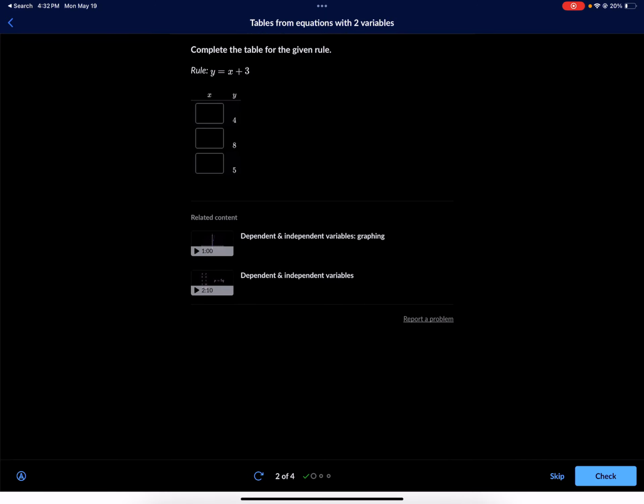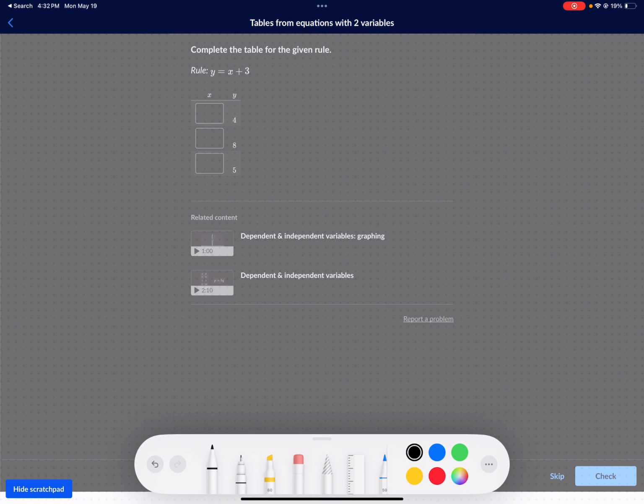Okay, complete the table for the given rules. So now we're given a y value. In order to figure out what we need for x alone, we have to subtract. So to get the literal value of x, we want y is equal to x plus 3. And then, what do we do to get x alone? So something is equal to x here, and we want the literal definition. So what is it going to be? Y minus 3 is our answer here.